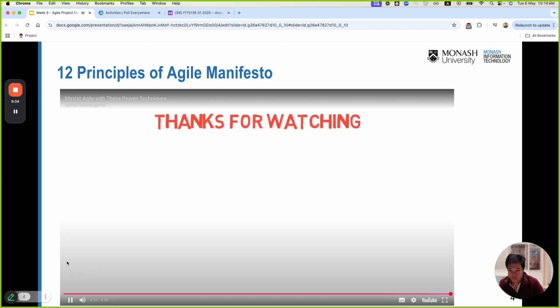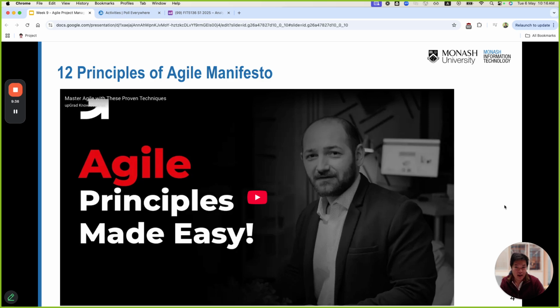That's right. So that's the 12 principles of the Agile Manifesto that I highly recommend everyone adopt for your assessment, for your life, and in the future as well. These are very, very good principles. It's a growth mindset, to be honest.